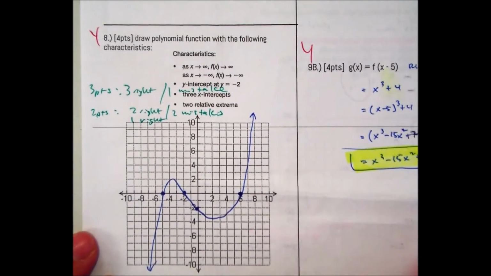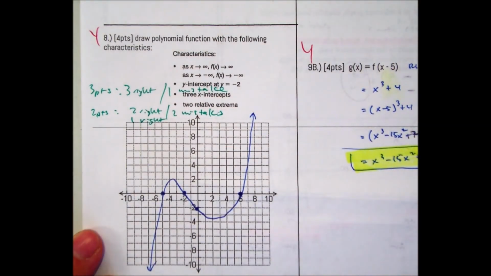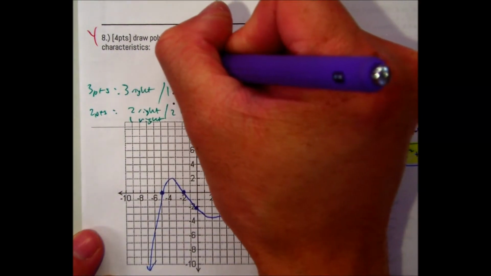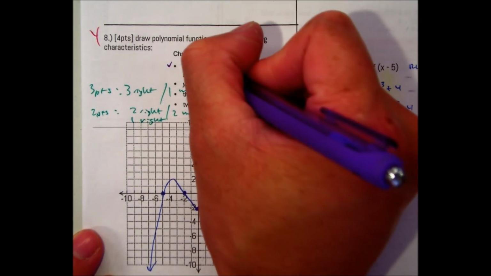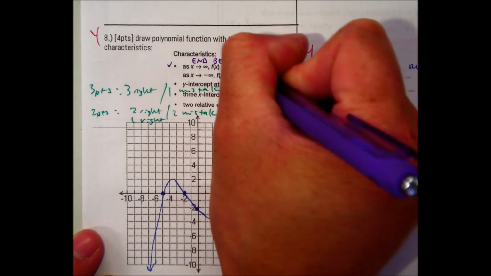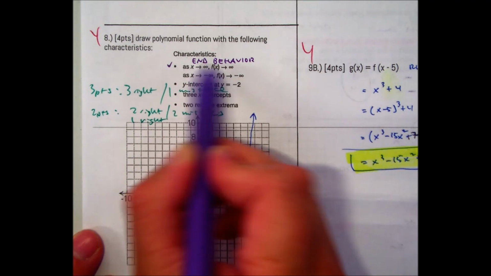Question number 8. Draw a polynomial function with the following characteristics. There are 4 characteristics. Here's the first one. When I see that sentence, this sentence frame, you should automatically think end behavior. What are you thinking, class? End behavior. Those are the key words. End behavior, you should be thinking of this.